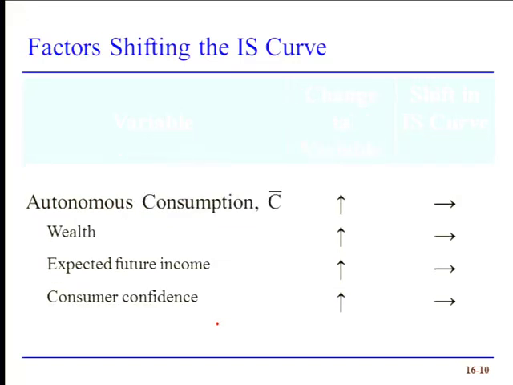So one easy way to remember these things when we think about any of these shifts on the IS curve: suppose the interest rate doesn't change. What do we think would happen to overall spending? Remember, spending is the same thing as economic output. So if the interest rate doesn't change and consumers spend more, guess what? Economic output has to go up. Or if businesses spend more, economic output has to go up. So the IS curve is going to shift to the right.